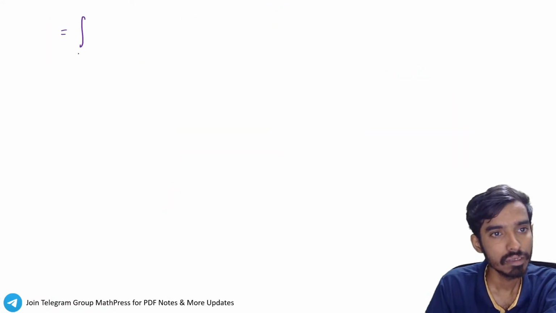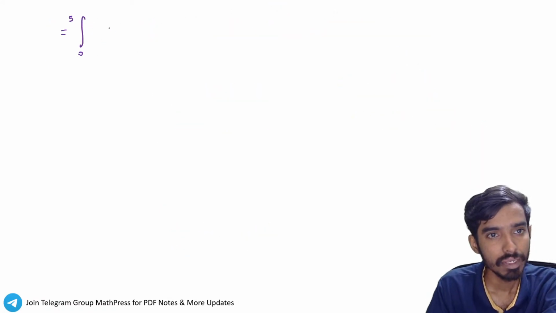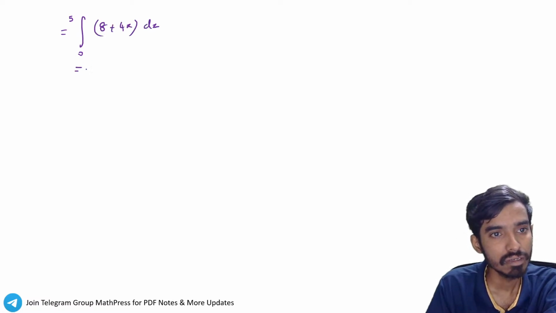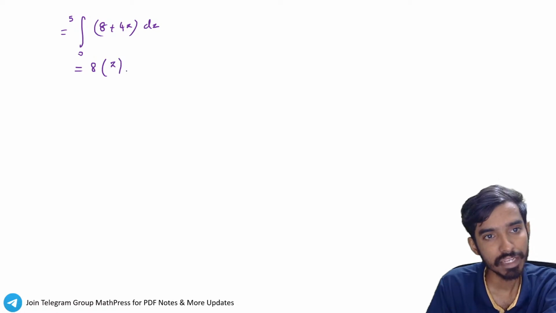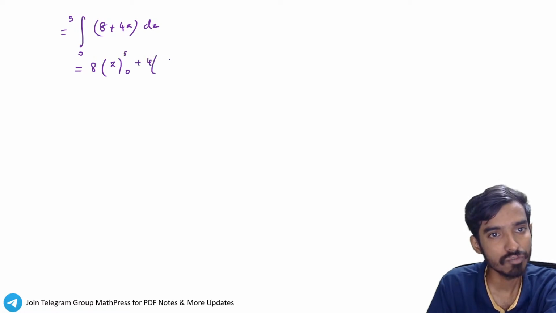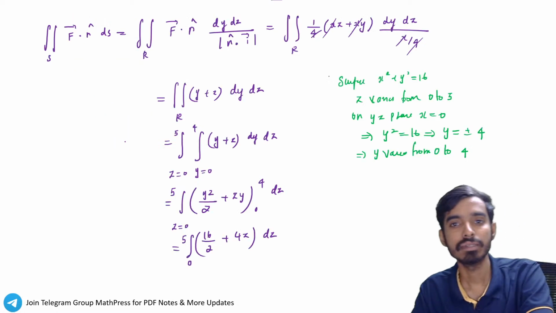Integration from 0 to 5, 8 plus 4z dz. Integration of dz is z from 0 to 5 times 8, plus 4 times z square by 2 from 0 to 5. So this will be 40, and this will be 2 into 25. It will be 40 plus 50. 90 is the required answer, right?